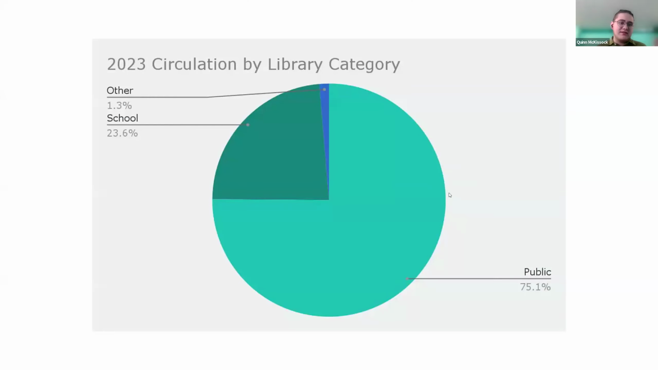So first, I want to talk a little bit about trends from 2023, especially in circulation. We're seeing that most of our circulation for eRead is coming from public libraries, almost exactly three quarters. Our next largest is school libraries. And then this other category is things like our special libraries, academic libraries, government organizations, et cetera.